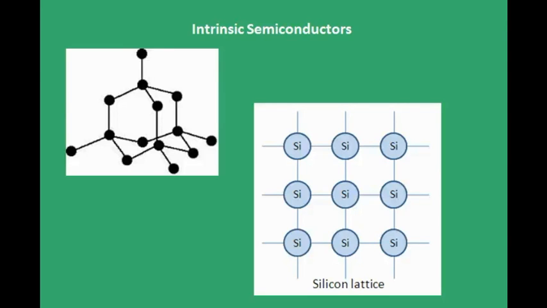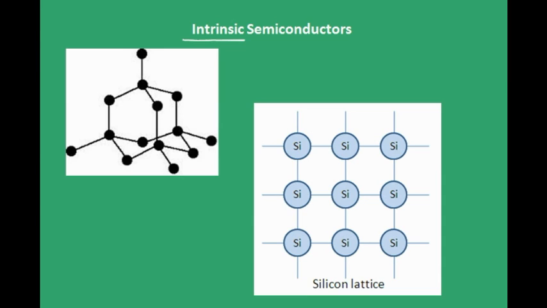Hi friends, in the last video we've seen what semiconductors are, right? In this video we'll see different types of semiconductors, that is intrinsic and extrinsic semiconductors. What you're seeing on the screen is the structure of silicon. Of course, germanium also exhibits the same structure, that is the tetrahedral structure.